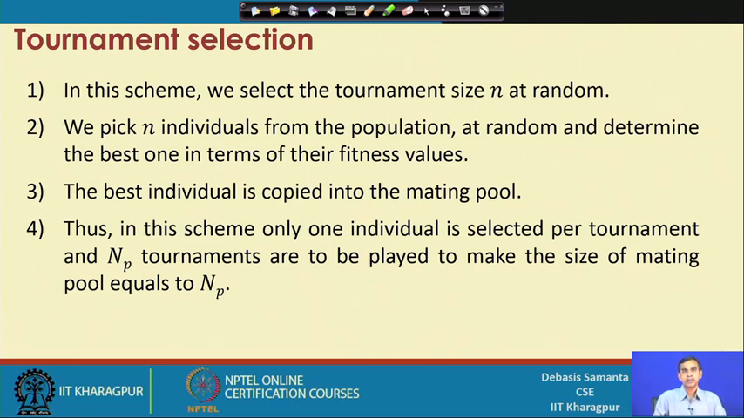Now, the GA tournament selection procedure has a few steps. Here we have shown the 4 steps. In this scheme, we select arbitrarily the team size n at random. That means, suppose the population size is 100 and let us decide the team size is 10. Then out of this team of 10 we play the tournament as we have discussed earlier, knockout like, and then select the one individual. Then we repeat this kind of tournament NP times, where NP is the number of individuals to be selected for the mating pool. So, the idea is like this.